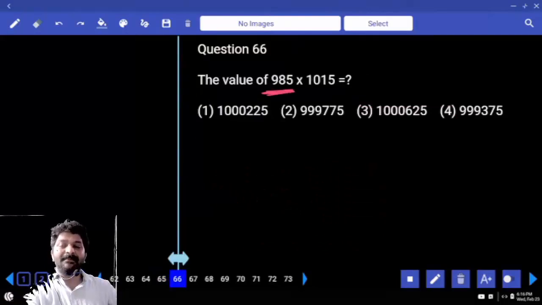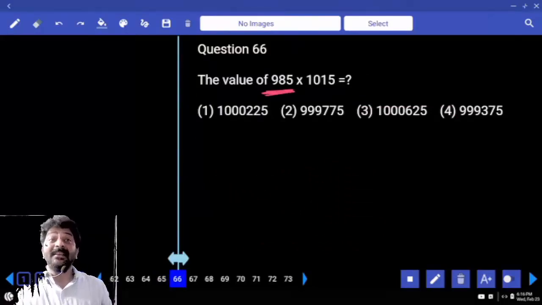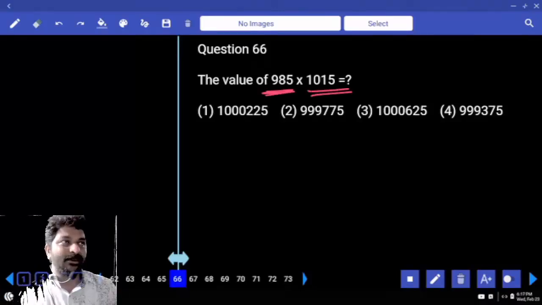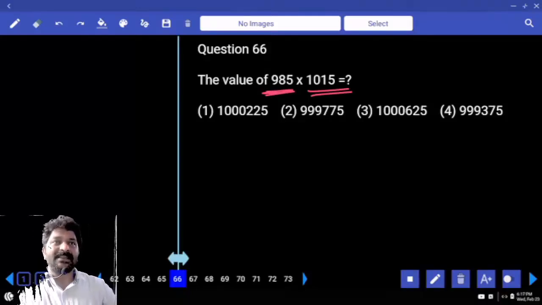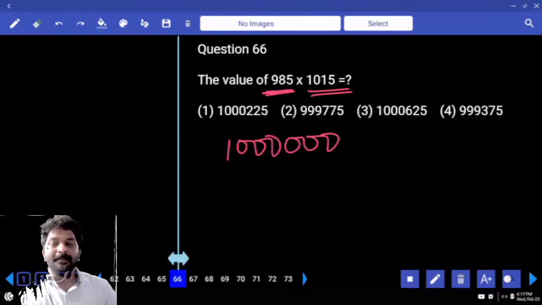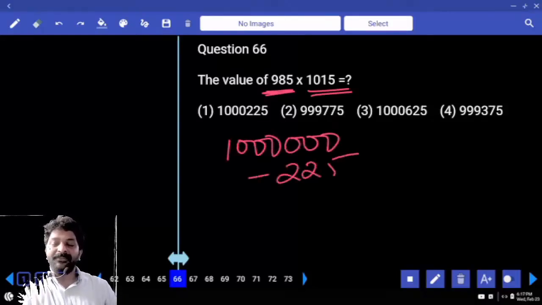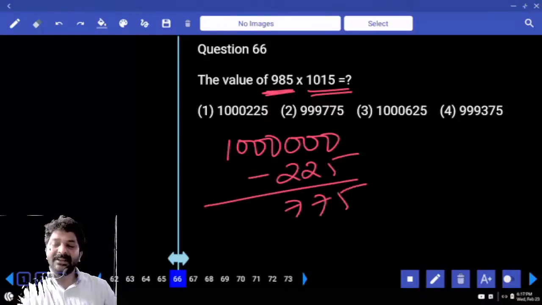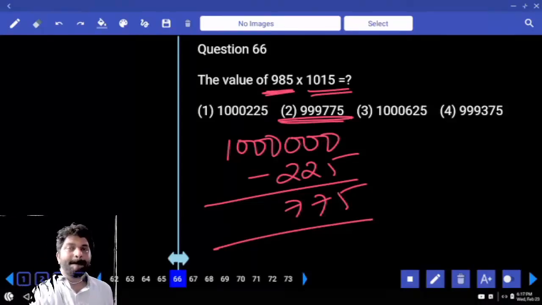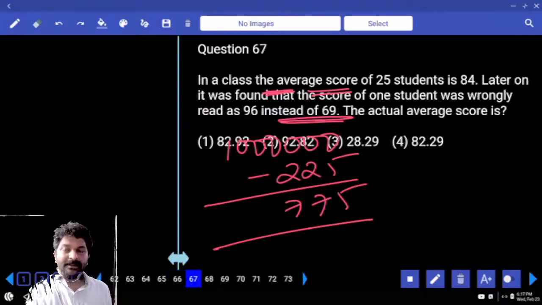Right, we can write this number as 1000 minus 15. The second number we can read it as 1000 plus 15. A plus B into A minus B concept. A square minus B square. 1000 square, 1,000,000, correct. Minus 15 square, 225. Then answer must end with 775 only. Second option, final answer. 1000 minus 15 into 1000 plus 15 format. A plus B into A minus B. Hope you got it. Next.